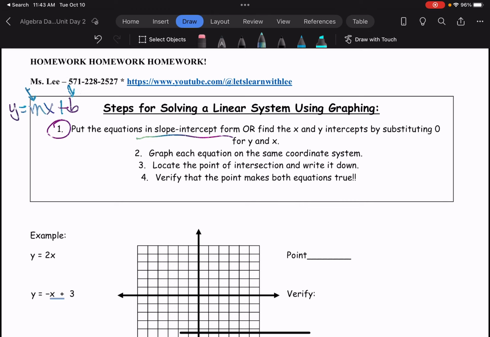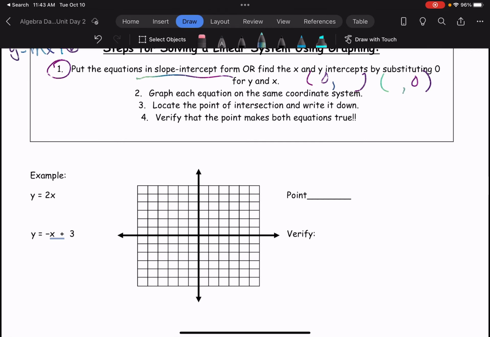You can also find the x and y intercepts by substituting in 0 for x or 0 for y and seeing what you get for the other variable, which allows you to plot a point. I'll show you an example of what I mean down below. Then you graph each equation, look for the point of intersection, and make sure that it works.